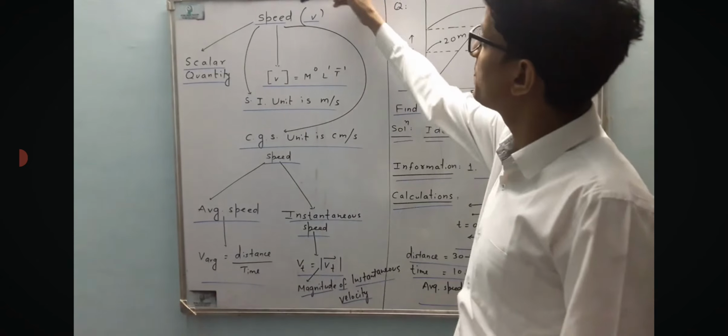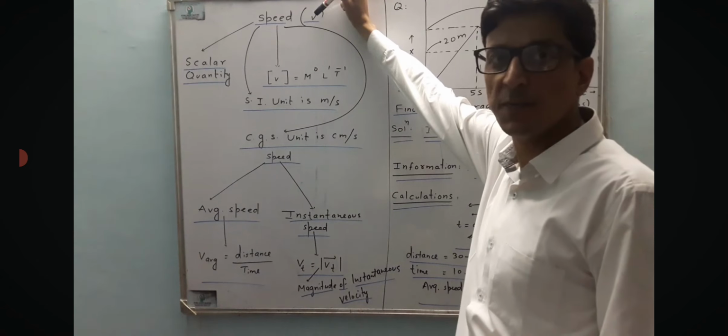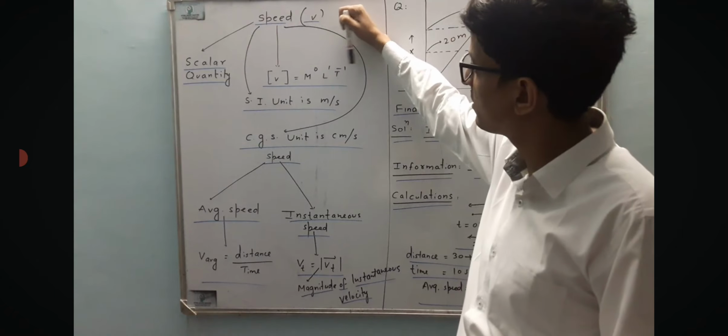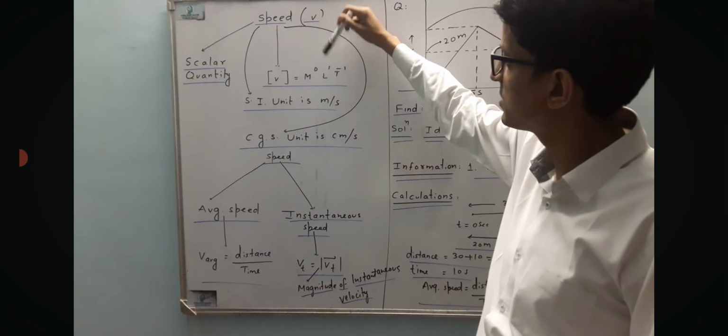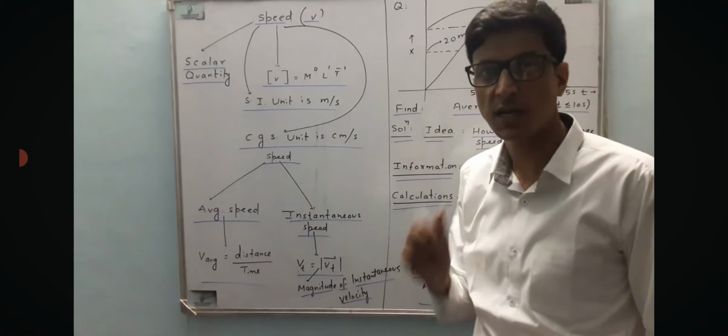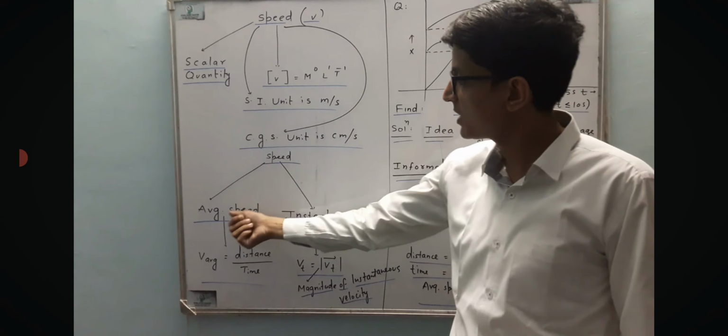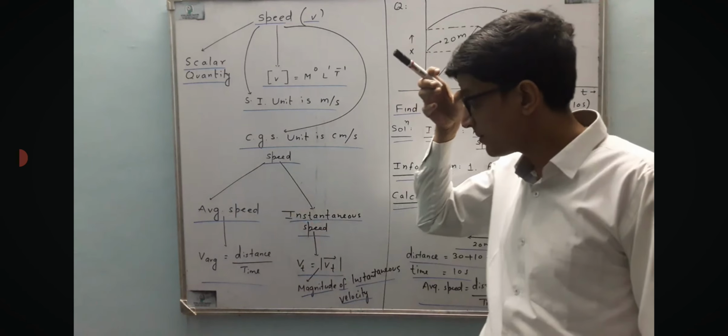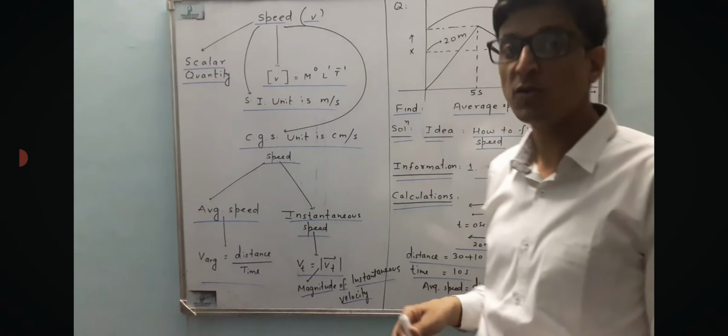So speed is represented by the symbol V. It's a scalar quantity. It has dimensions M^0 L^1 T^-1, and SI unit meter per second and CGS unit centimeter per second. Speed can be categorized as average speed and instantaneous speed. Average speed is distance by time, and instantaneous speed is the magnitude of instantaneous velocity.